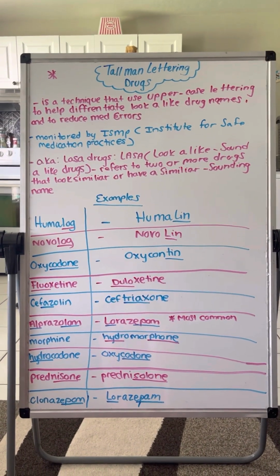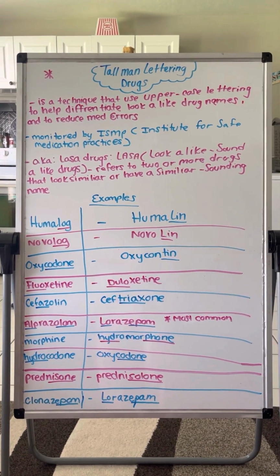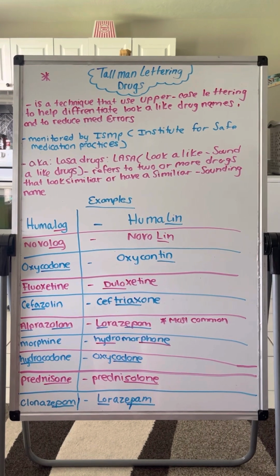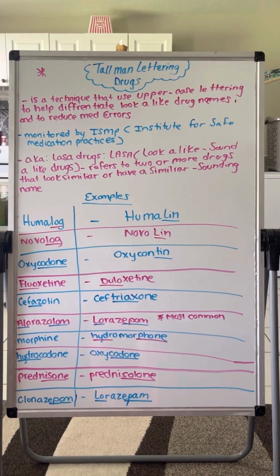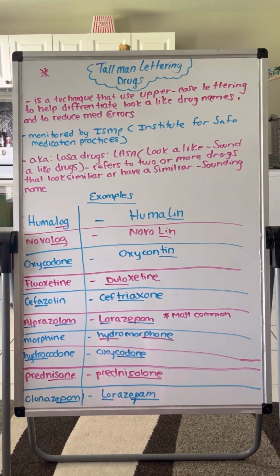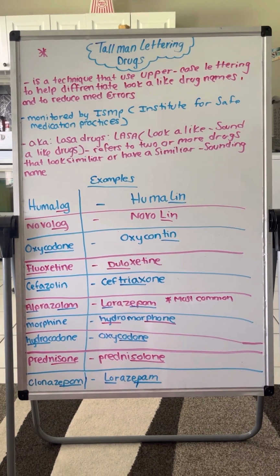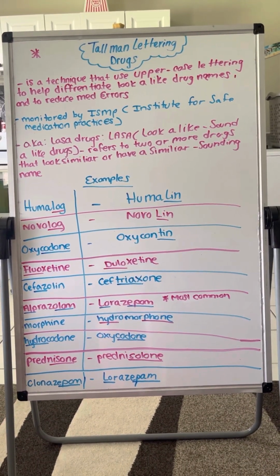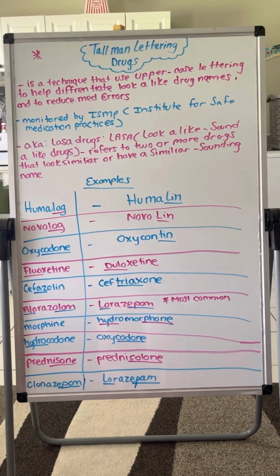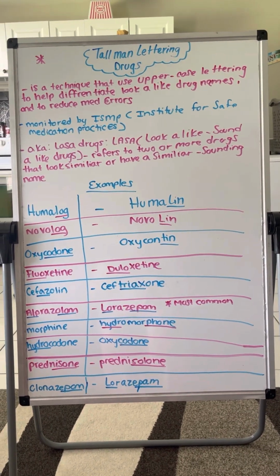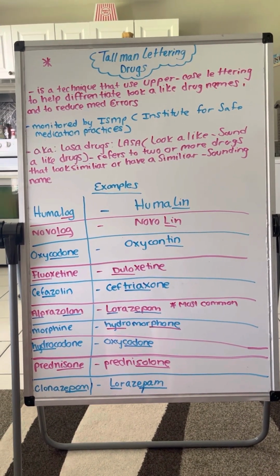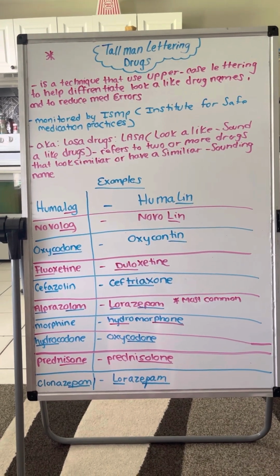The LASA drugs are look-alike, sound-alike drugs. Refers to two or more drugs that look similar or have a similar sounding name. And what they're going to ask you on the PTCB, what is a common example? They're going to give you like 3 of them, and they're going to be like, which one doesn't belong? So the most common examples is Humalog and Humulin.